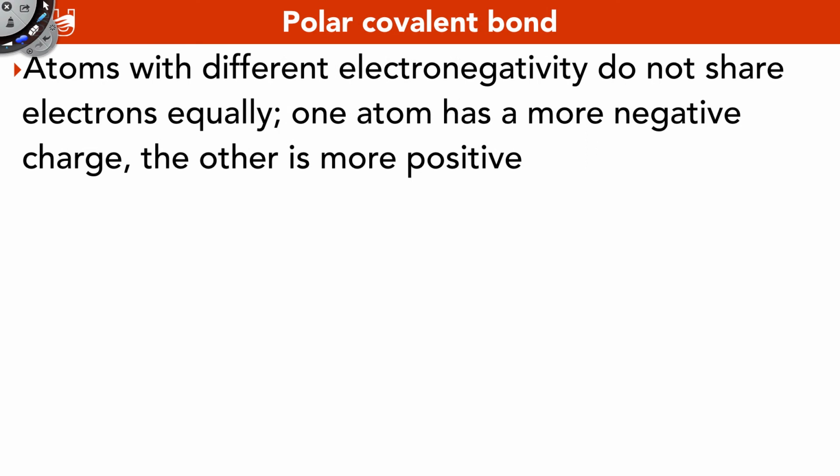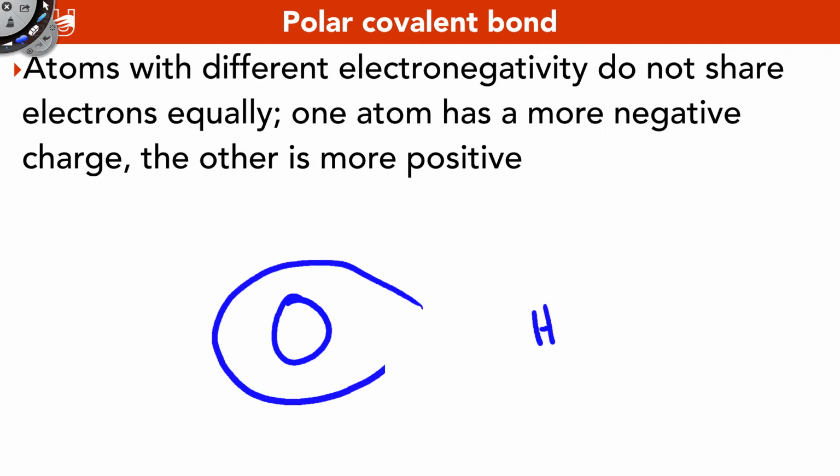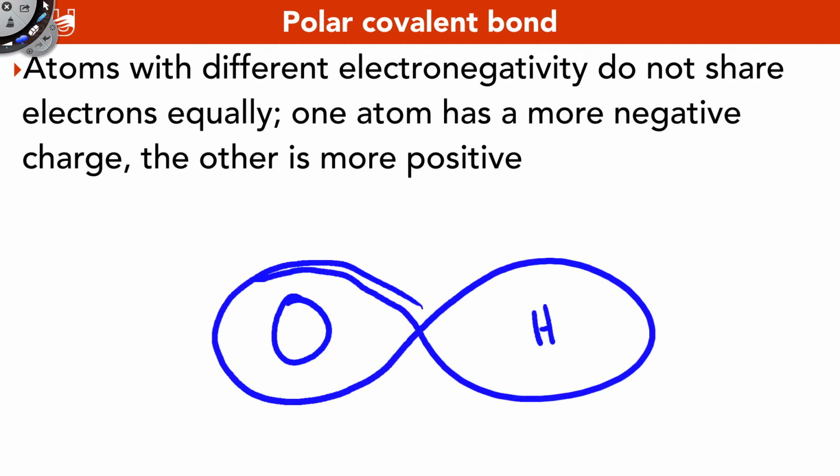Now, a polar covalent bond is one where one atom has more electronegativity than the other. So here we have something like oxygen and hydrogen, and the electron will stay around oxygen more than hydrogen. Now let's watch another video to better describe this concept, and we're going to bring back that idea of electronegativity into the picture to describe this.